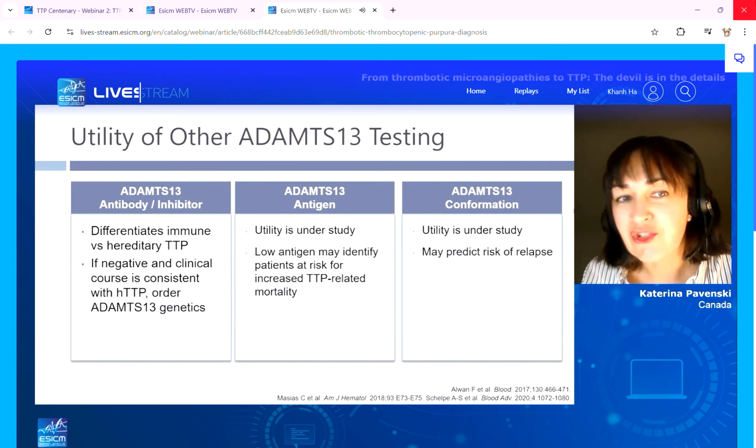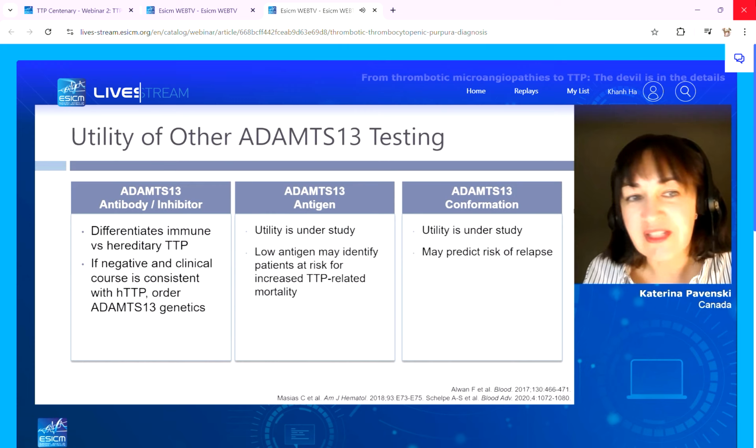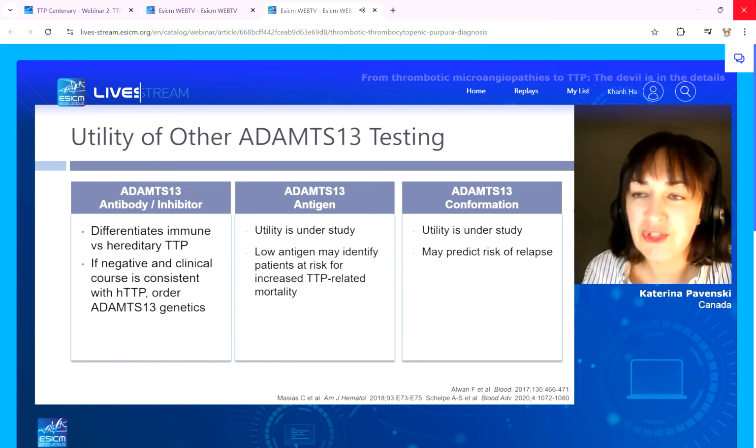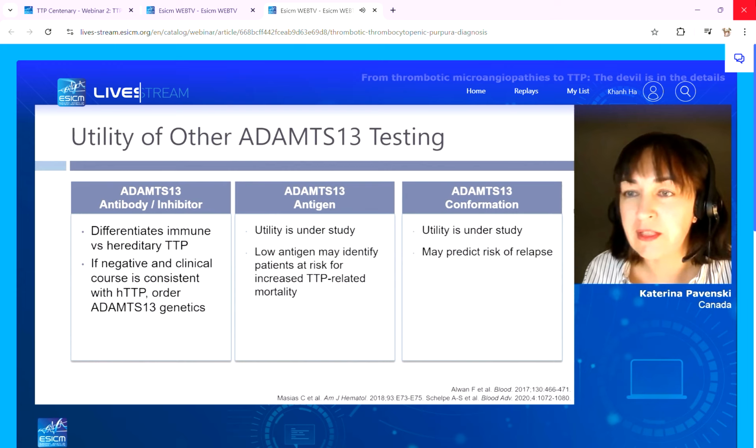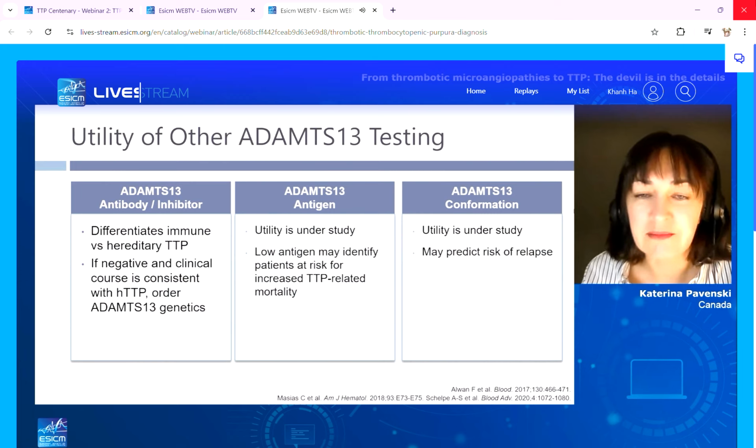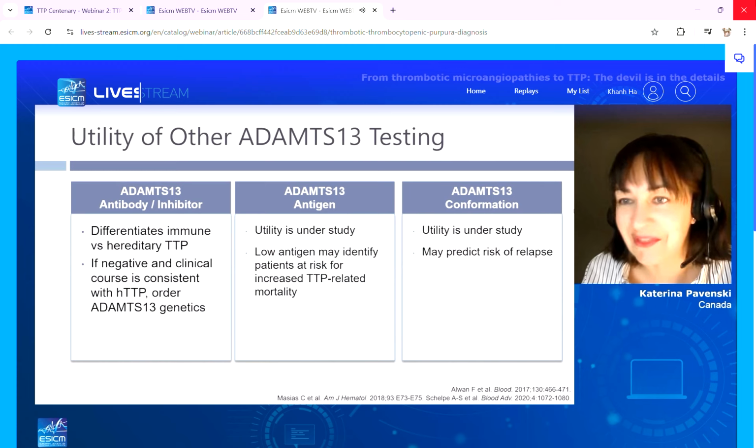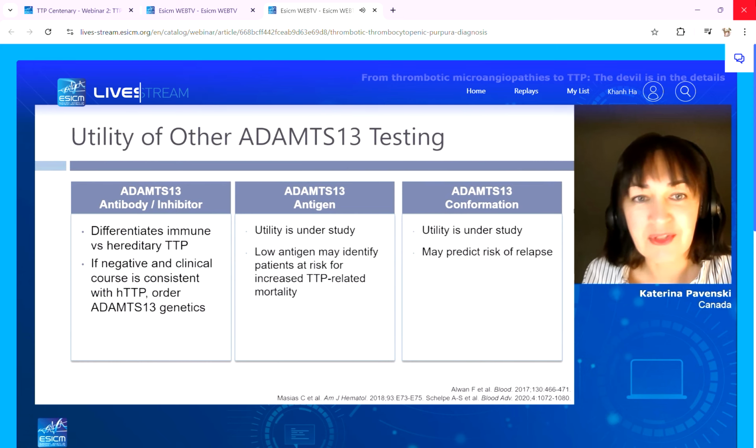What about ADAMTS13 antibody? Well, the main utility of this test is to differentiate immune versus hereditary form. ADAMTS13 antigen is less frequently available and may have some prognostic value in managing acute presentation. And finally, the new one is ADAMTS13 conformation, which may predict relapse.